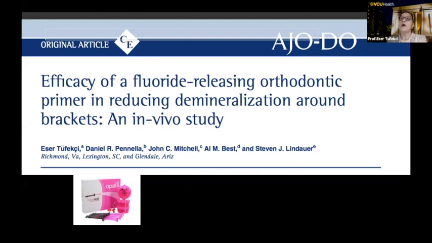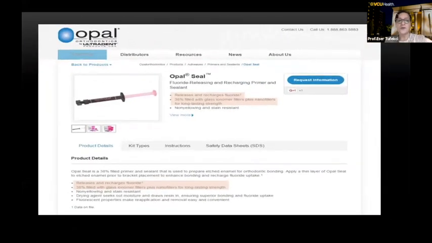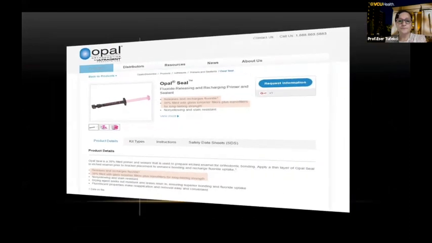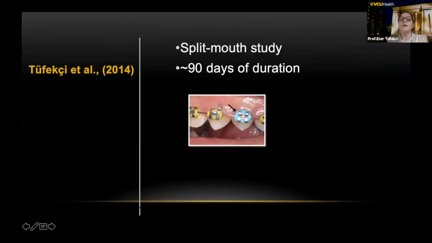So this is what prompted me and Daniel Penola. Dr. Penola was one of my residents. We wanted to conduct a clinical study. And here is the website of Opal Seal. In this clinical study, what we wanted to do was to recruit healthy patients with no white spot lesions already on their teeth. If these patients were scheduled to have their premolars extracted for orthodontic treatment purposes, we tried to recruit these patients.